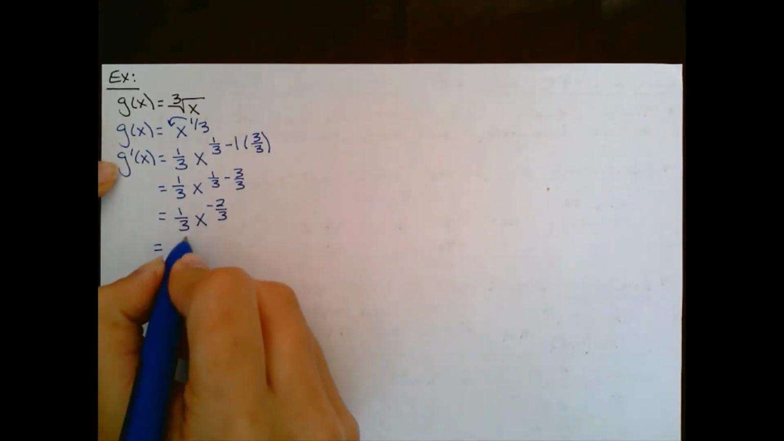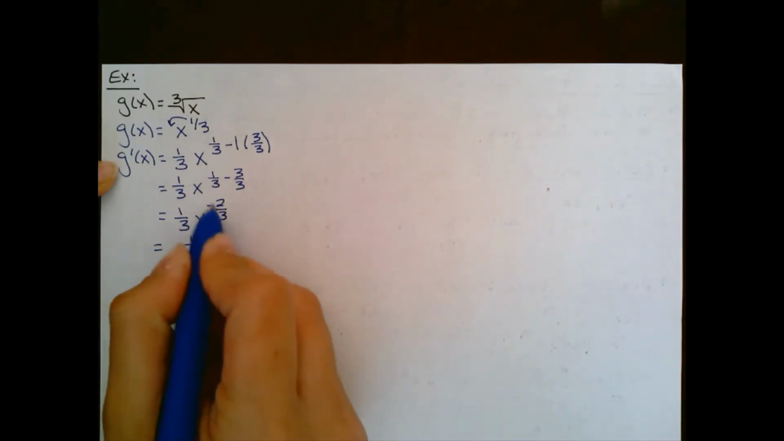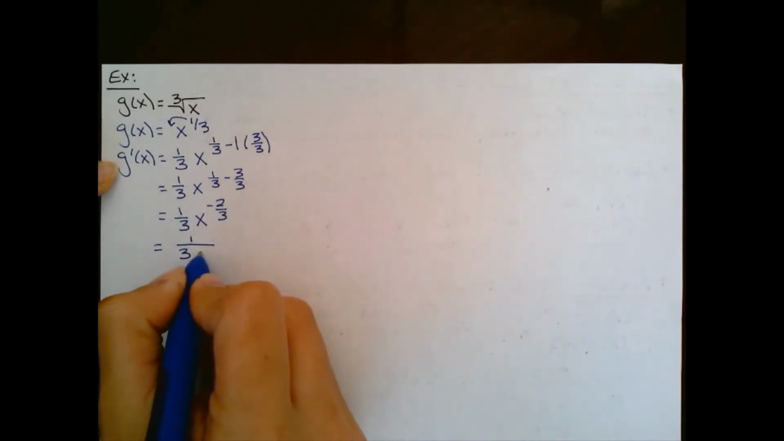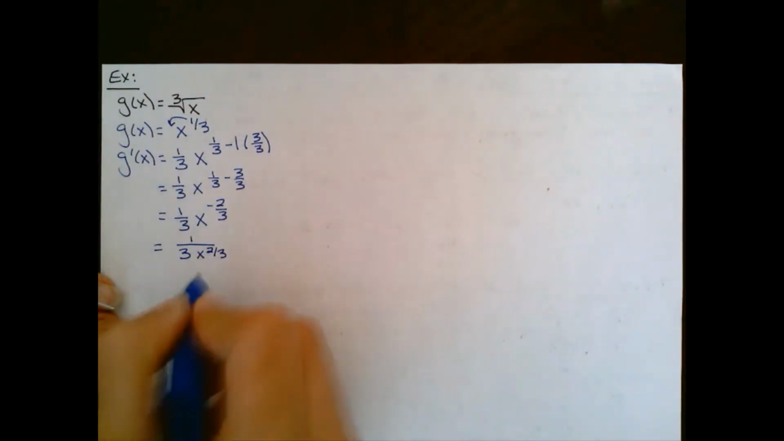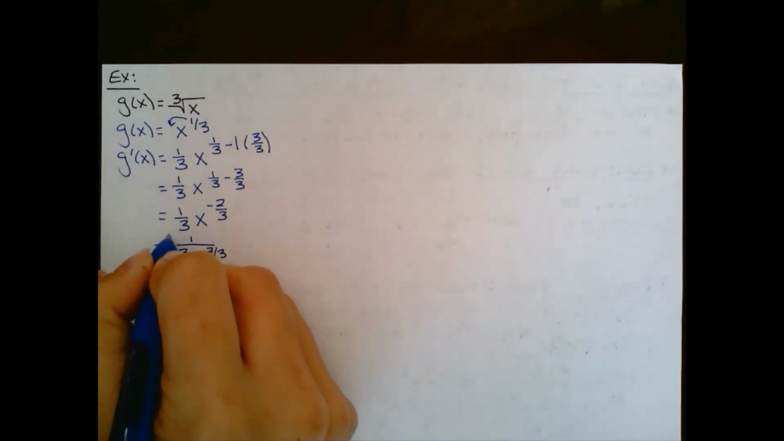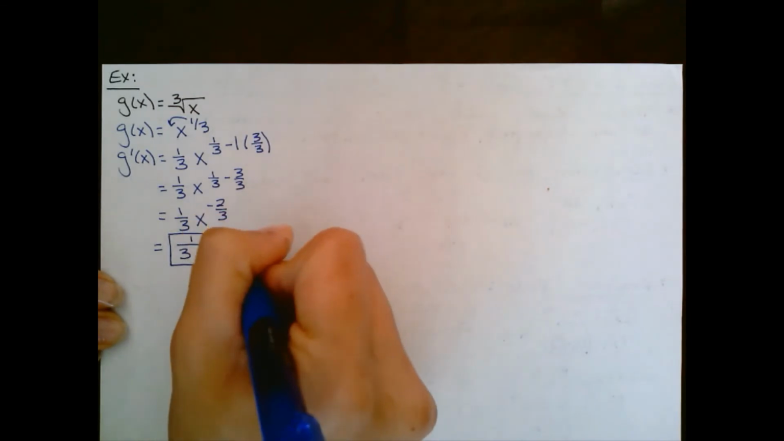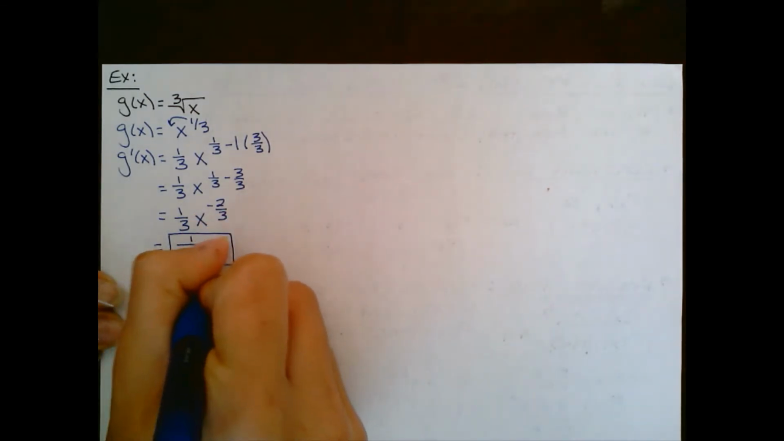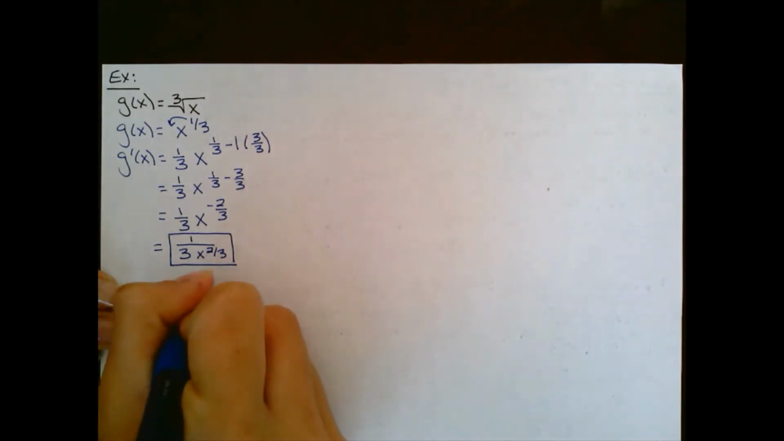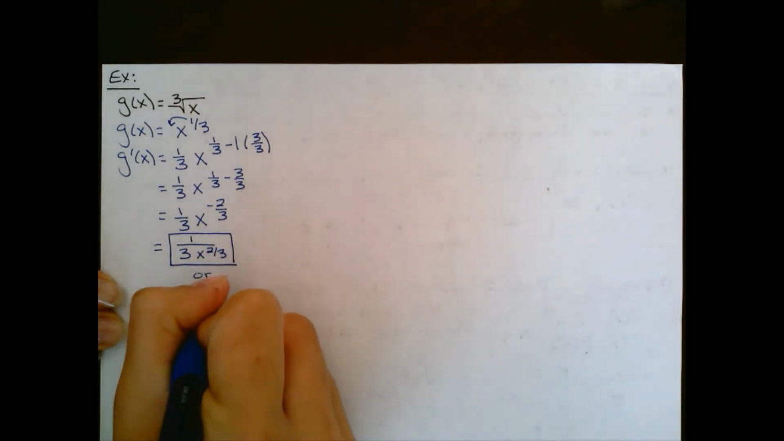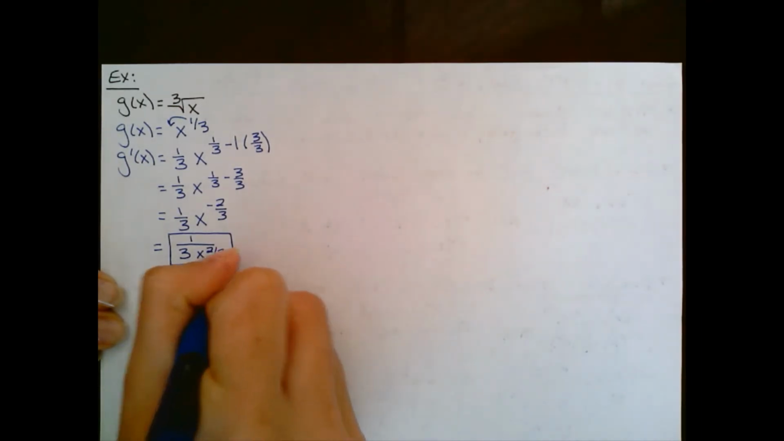So now I'm going to change this to 1/3, and I'm going to move this down to the denominator, x raised to 2/3. You do not have to change that back to a radical, so this is one option of your answer. If you did change it, it would look something like this, which is still an acceptable answer. Okay?